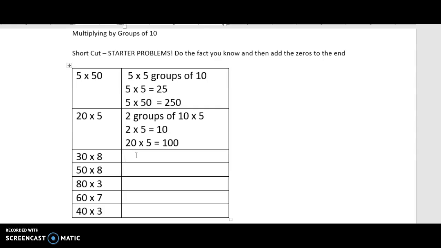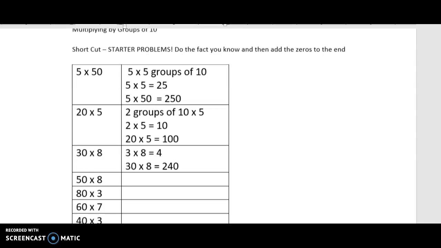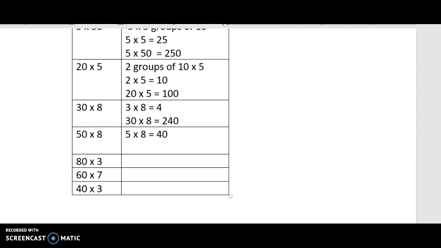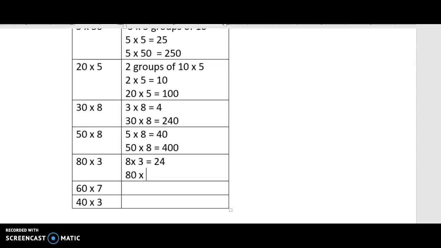Alright, let's go over these. 30 times 8. The starter problem would be 3 times 8, and that equals 24. So 30 times 8 equals 240. 50 times 8, the starter problem would be 5 times 8. That equals 40. So 50 times 8, we're just adding one more into the place value. Add a 0, 400. The starter problem for 80 times 3 is 8 times 3. That equals 24. So 80 times 3, now we're making it groups of 10, that'd be 240.